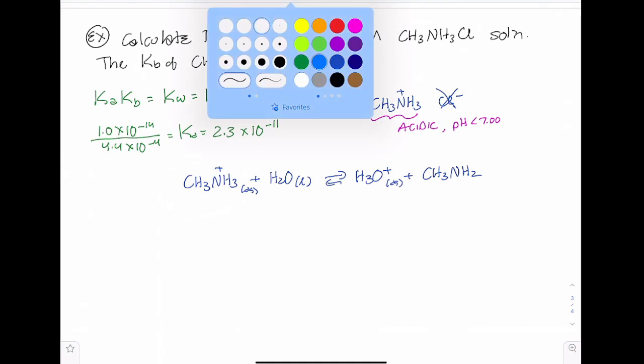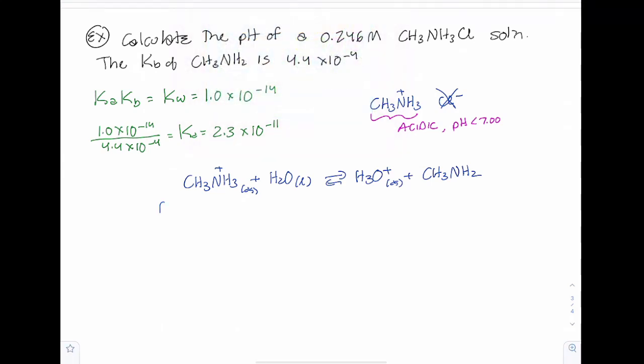And then because this is a weak acid, we are going to need to make our ice table. So my initial concentration, my change, and my equilibrium concentration. Initially 0.246 molar. Again, I'm just getting that right from the problem. Water is a pure liquid. It's not part of my expression. And then initially I don't have any product. We're going to lose some unknown amount that we're going to call x. We're going to gain x. Because my coefficients are all 1 to 1, it's just 1x for all of these.